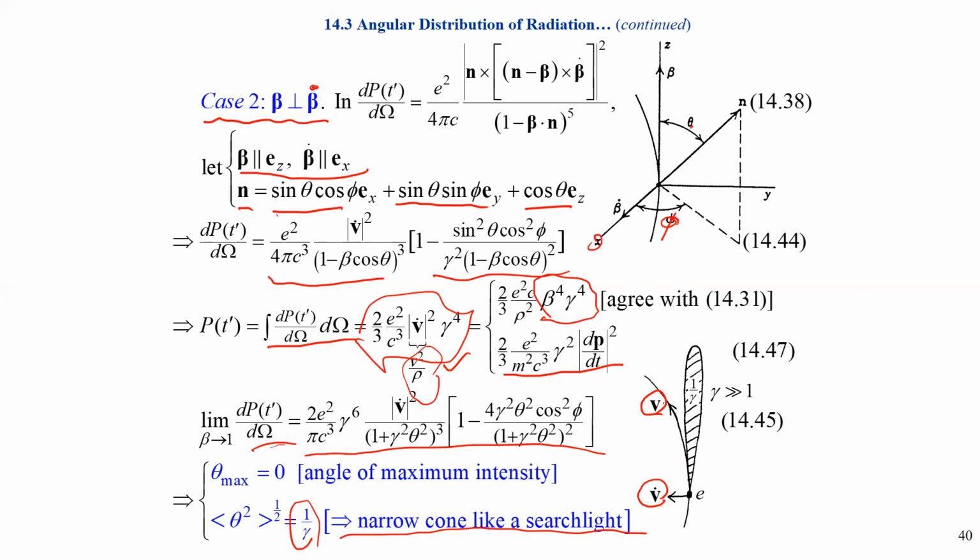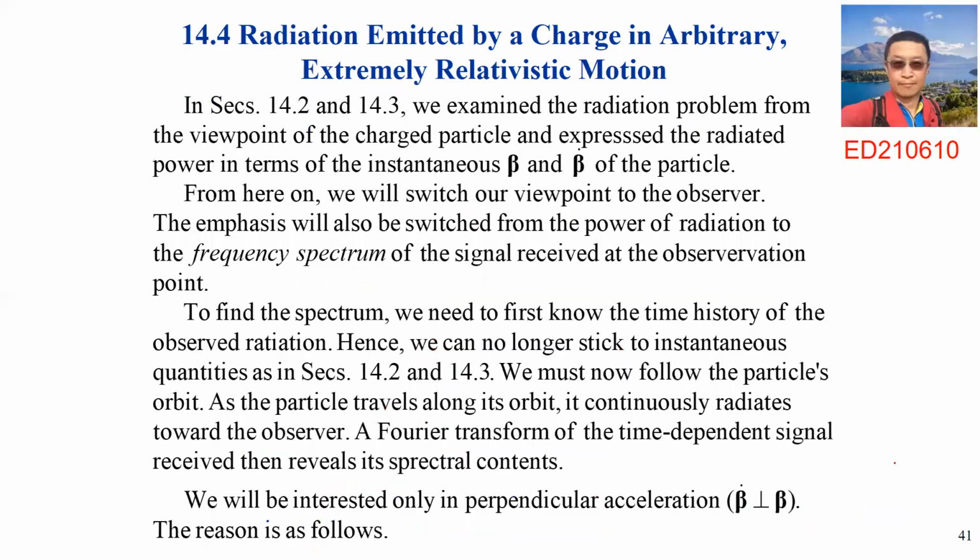Different applications. Next time, our final exam will cover chapters 10 to 14.3. That is here. Okay, so next time we will talk about synchrotron radiation: radiation emitted by a charge in arbitrary, extremely relativistic motion. I will show you next time.